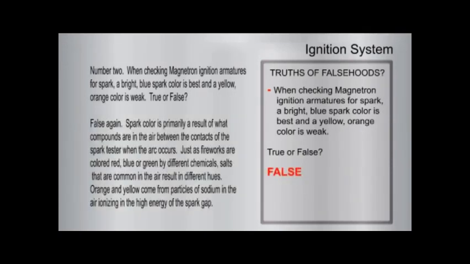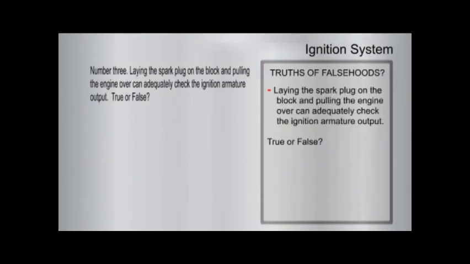False again. Spark color is primarily a result of what compounds are in the air between the contacts of the spark tester when the arc occurs. Just as fireworks are colored red, blue, or green by different chemicals, salts that are common in the air result in different hues. Orange and yellow come from particles of sodium in the air, ionizing in the high energy of the spark gap.